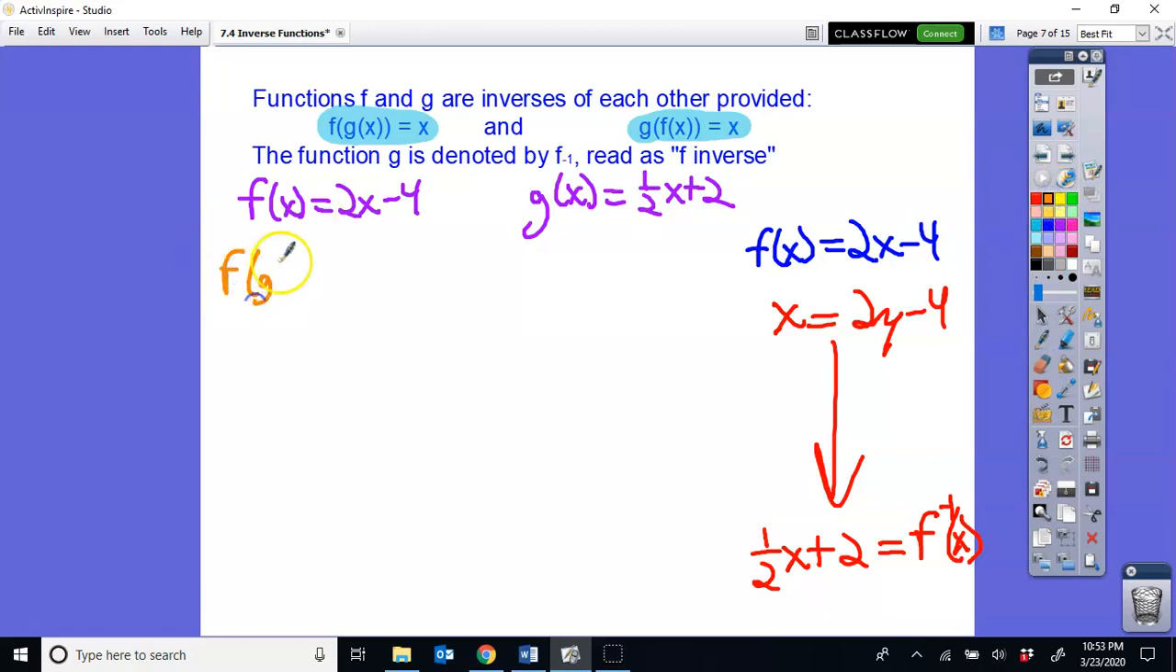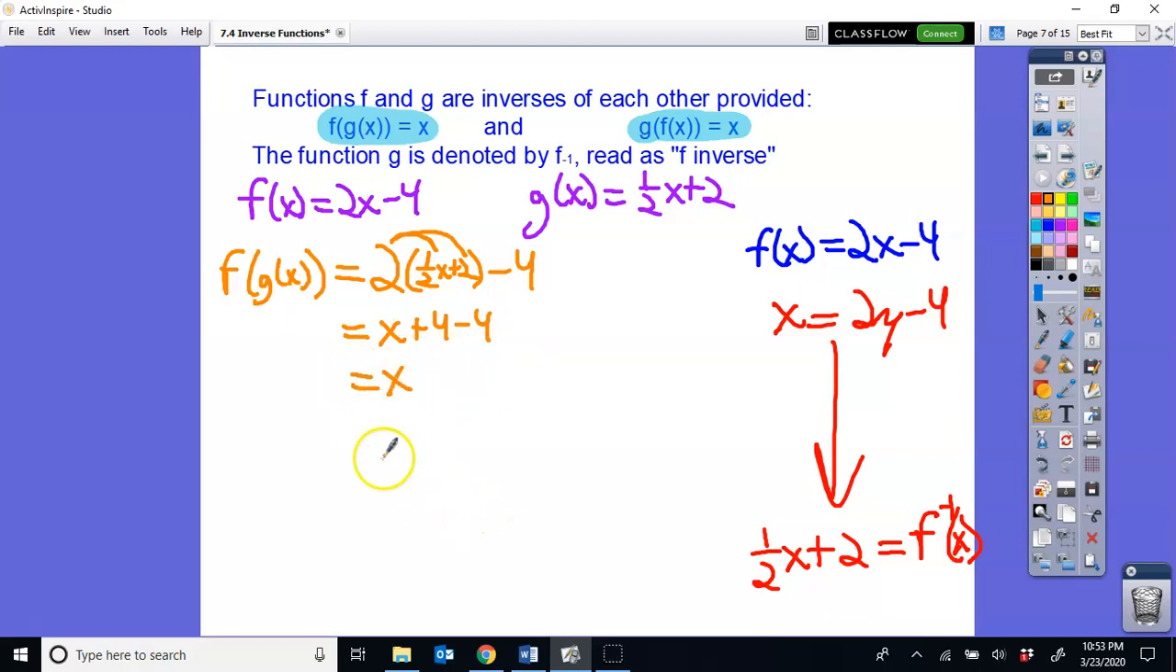If I do f of g of x, if I take 2x minus 4, but instead of x, I plug in the whole function for g, 1/2 x plus 2, you'll notice really quickly if this is going to work or not. You do 2 times 1/2 x, that gives you x. 2 times 2 is 4. If you subtract those 4's, you get x.